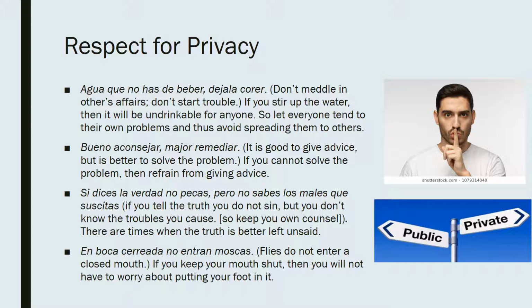You know, your mom or your husband or your wife or whomever says, "Honey, does my butt look big in these jeans?" The answer is always no. It could look like the Empire State Building of butts, and you still want to say no because otherwise it's going to hurt them. Finally, flies do not enter a closed mouth. If you keep your mouth shut, then you will not have to worry about putting your foot in it.